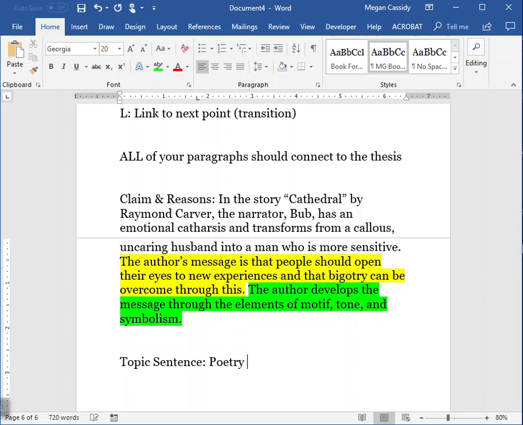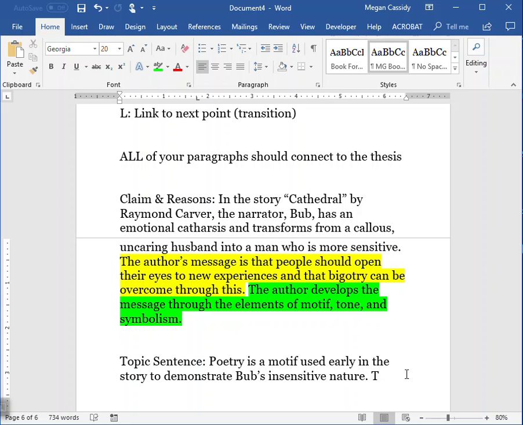Poetry is a motif, again, a repeating element, something that pops up over and over. It's not a theme, but the word poem is used 11 times in the first 2 pages of the story. So poetry is a motif used early in the story to demonstrate Bub's insensitive nature.